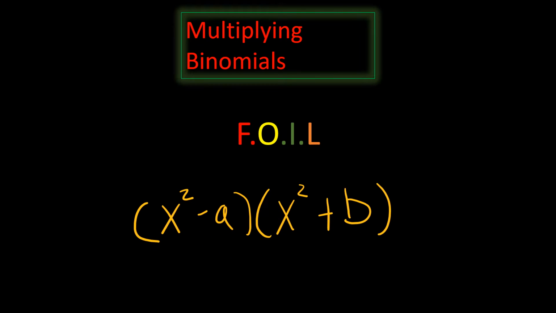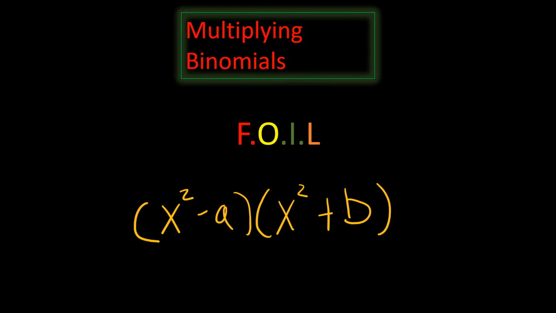So given a generic binomial like so, we multiply x squared times x squared, that would be the first. We multiply x squared times the b, and that would be our outer. Our inner would be negative a times x squared, and our last would be negative a times b.